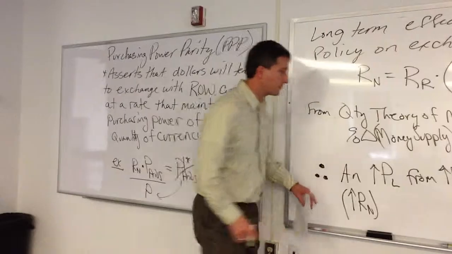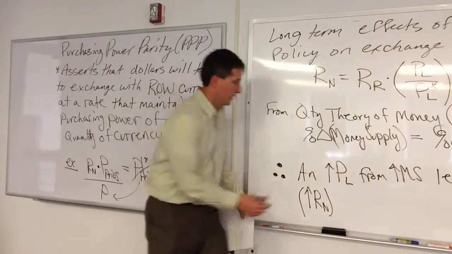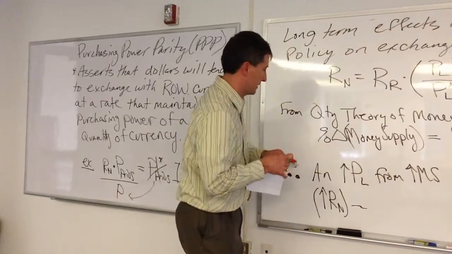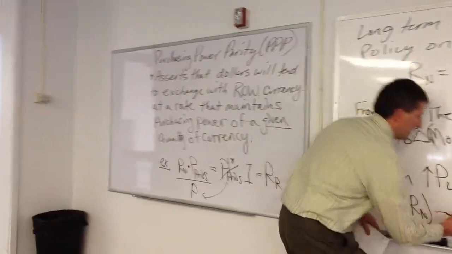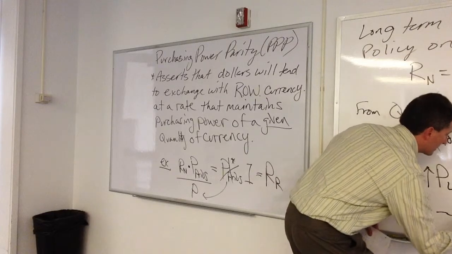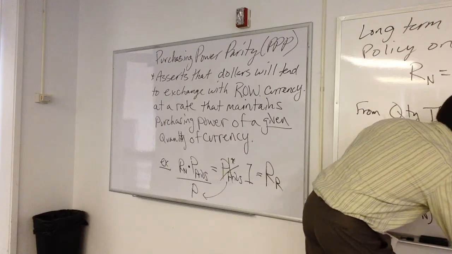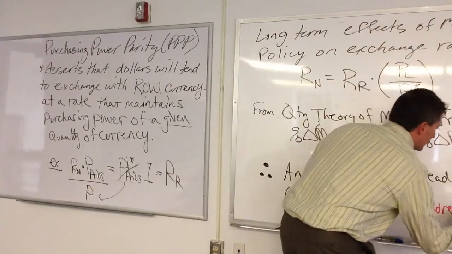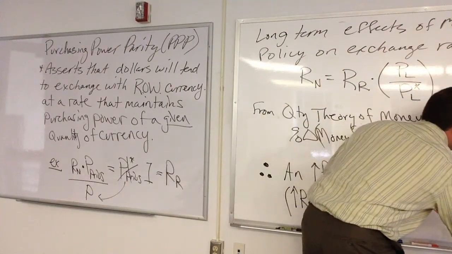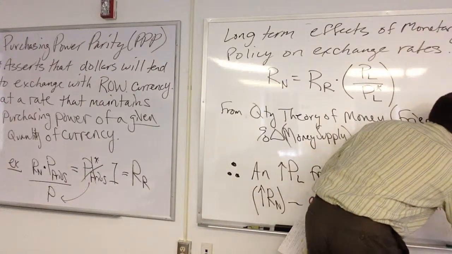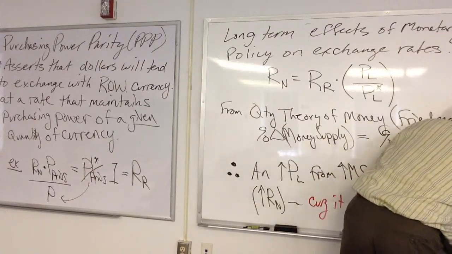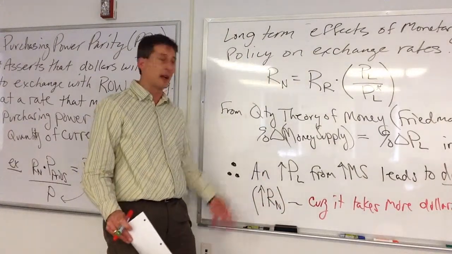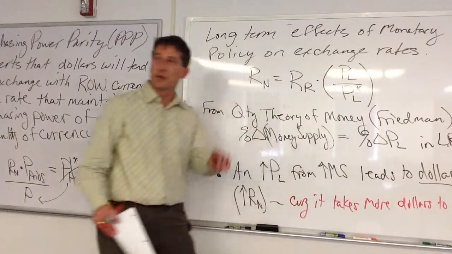So if you want to add on a little extra comment, if you get crazy looking at this, let's just put here, because it takes more dollars to buy 1 yuan. That's depreciation, right? Because from our perspective now it takes more dollars to buy 1 yuan.